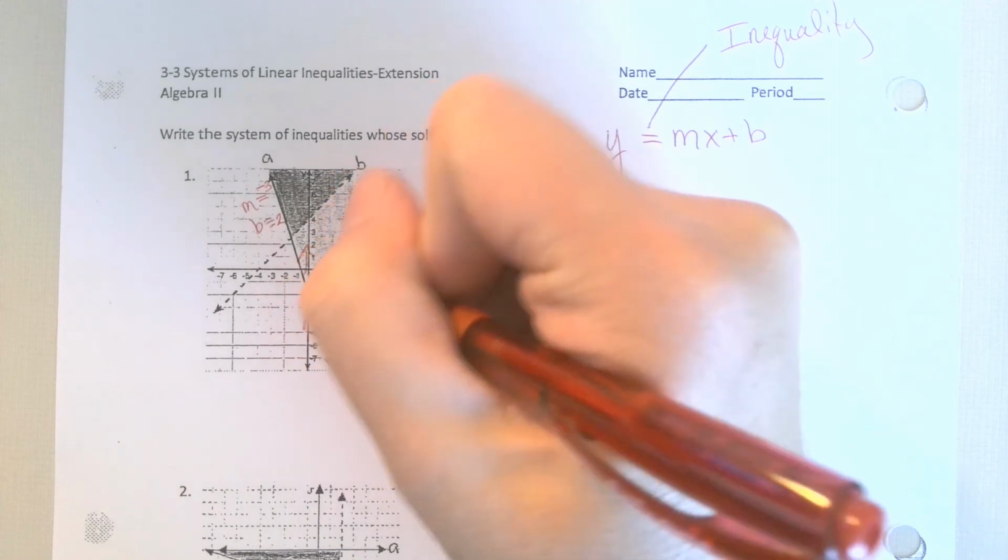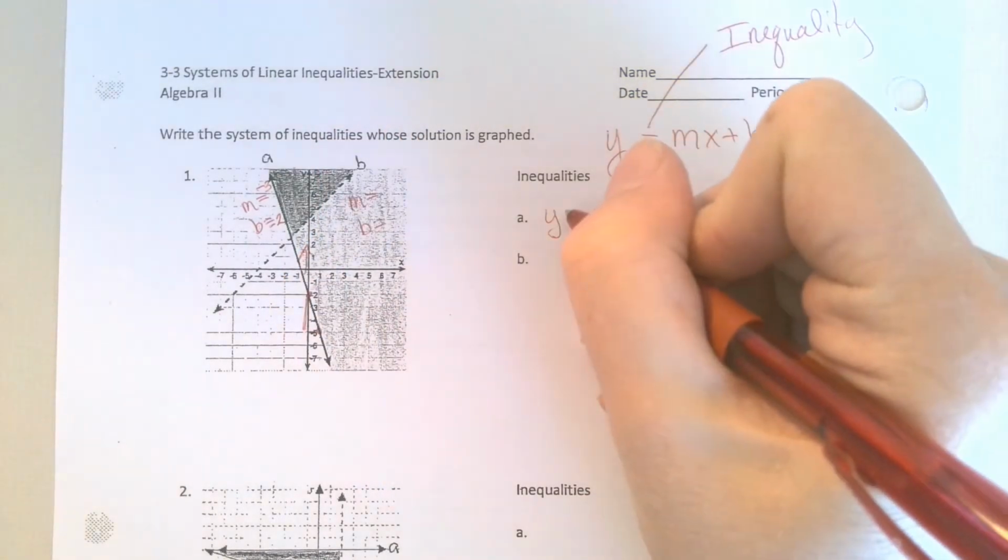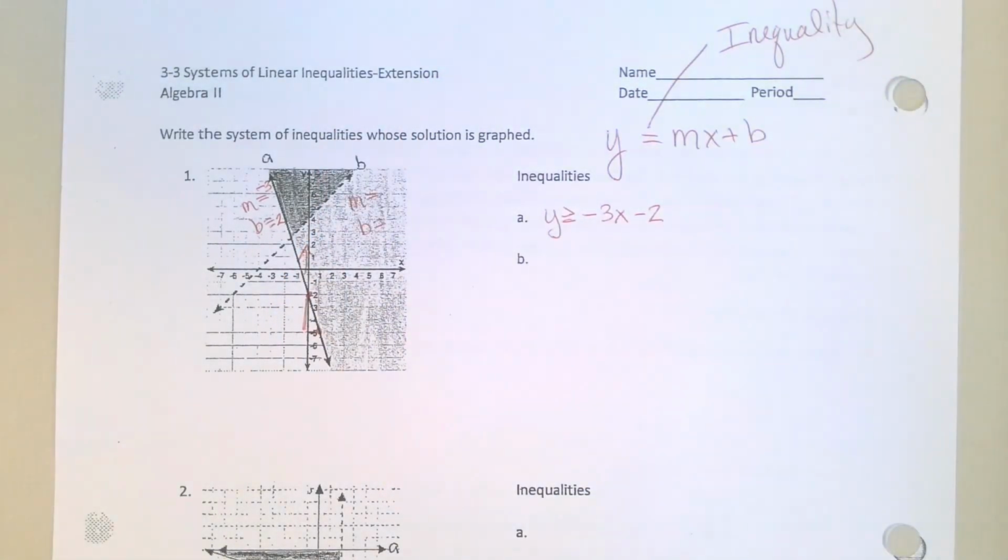Right here, it's going up the y-axis. So that would mean my y is greater than or equal to -3x minus 2. Okay, I can understand the slope being a little bit hard on this copy.